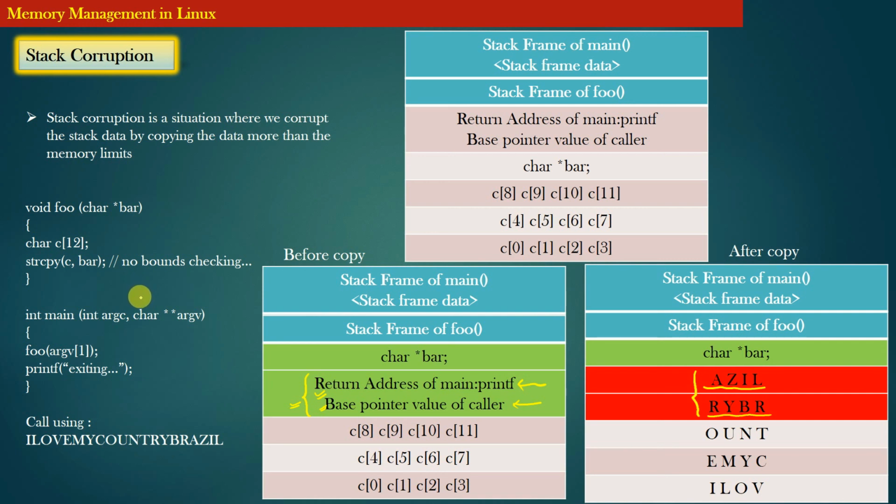This program crashed because we have corrupted the return address and the base pointer value which were stored in the callee's stack frame by copying a larger string into a smaller buffer which could not accommodate that string size. So this is one example which illustrates how the stack can be corrupted, and when the stack gets corrupted then any undefined behavior can happen.